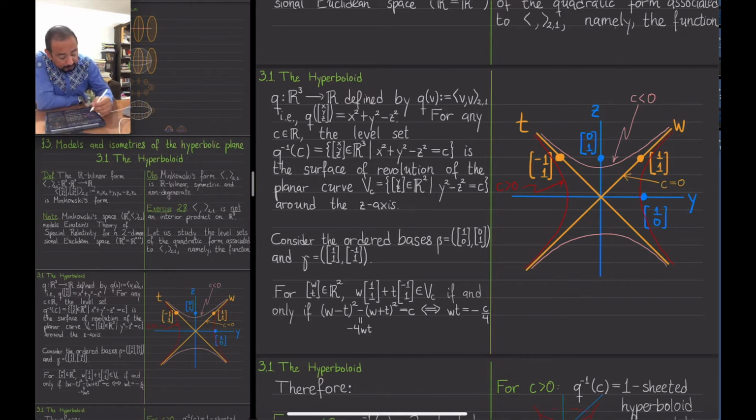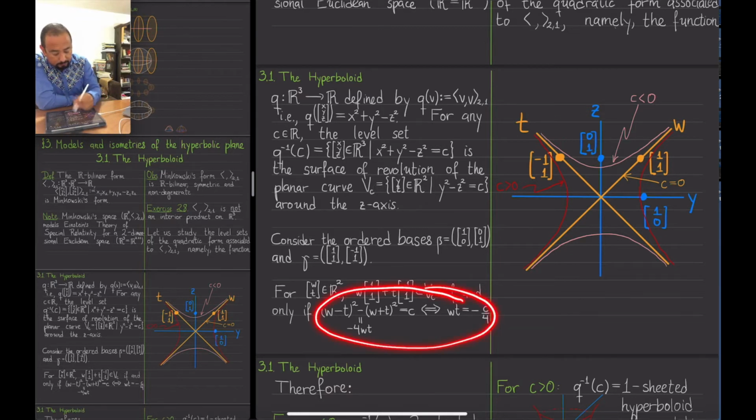Okay, so this means that when I forget about the WT axes, then for C negative, this planar curve looks like a hyperbola that opens vertically. When C is positive, we obtain a hyperbola that opens horizontally in the YZ plane. And when C is 0, we obtain the union of the line y equal to z and the line y equal to minus z, which you can see directly here, without having to do this.